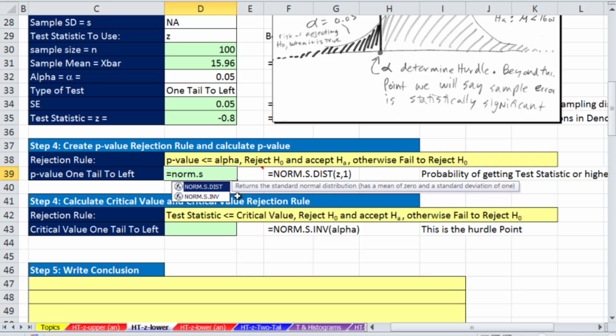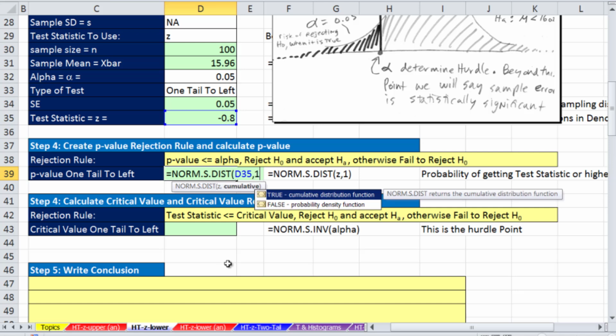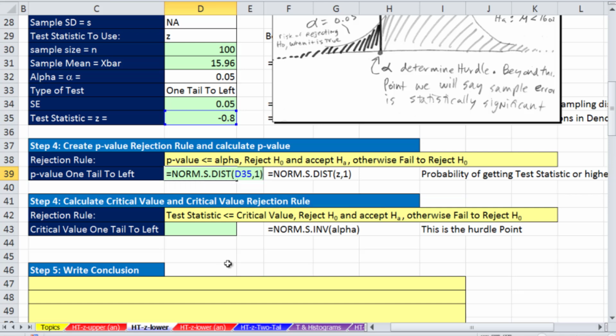NORM.S.DIST goes from z to probability. Inverse goes from probability to z. So I'm going to select dist. It wants a z, and then comma 1. Now, remember, these normal distributions, it calculates from negative infinity all the way up to your z. So when I enter, wow, 0.21. So that's huge compared to our alpha.